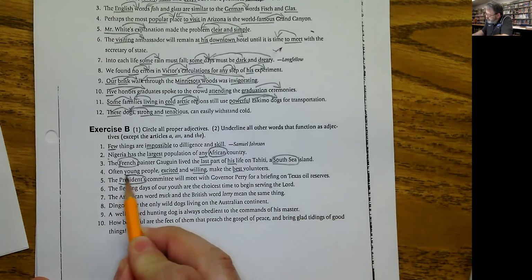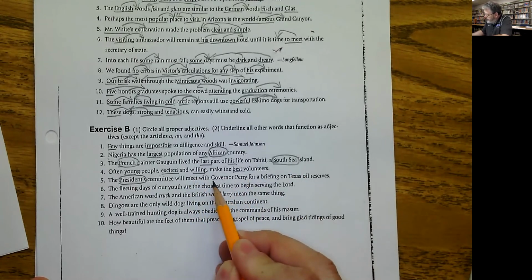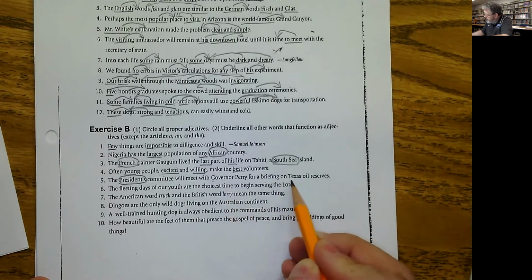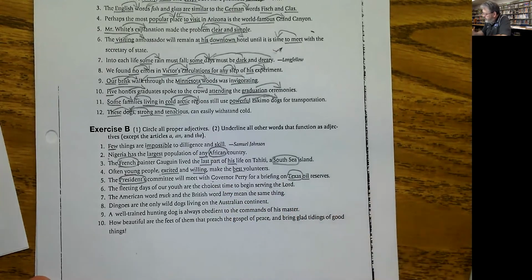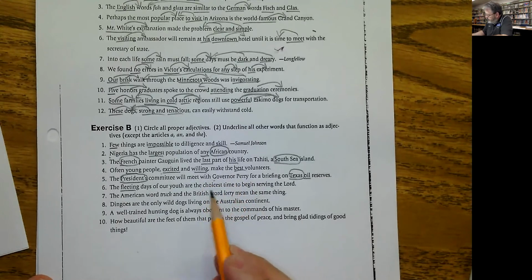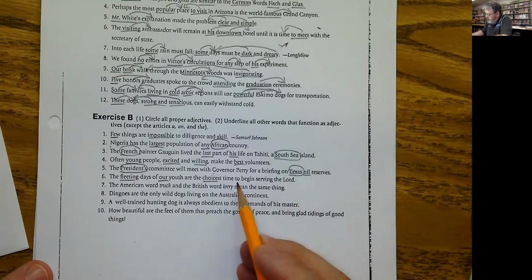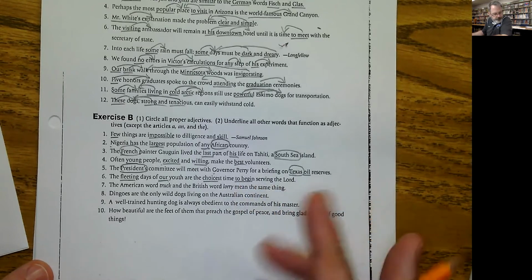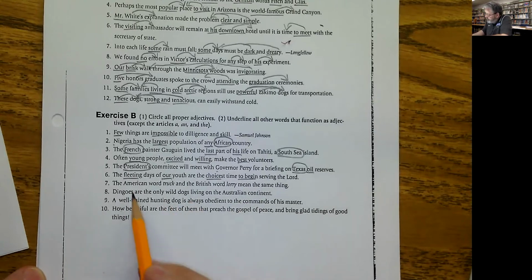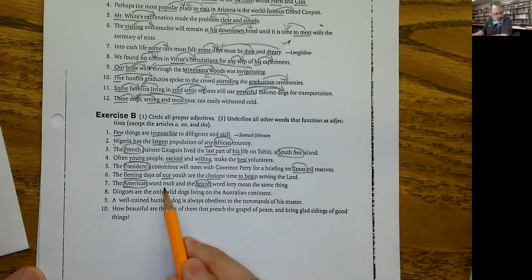The president's committee will meet with governor. Let's see, that's not an adjective at all. Now, is governor? Nope. But Texas is Texas oil reserves. All right. The fleeting days of our youth, there's our as well, are the choicest time to begin. As well. Okay. American is proper, British is proper. And then the same thing.